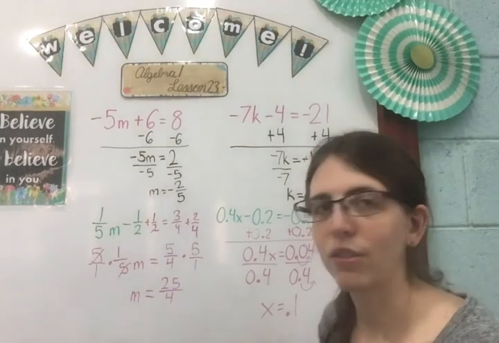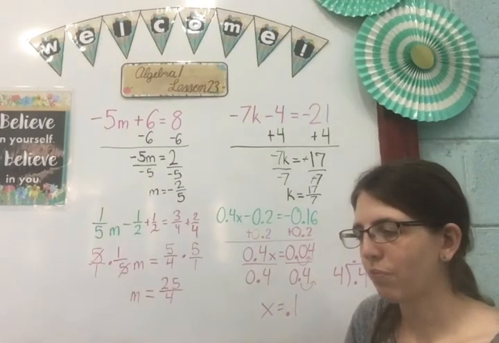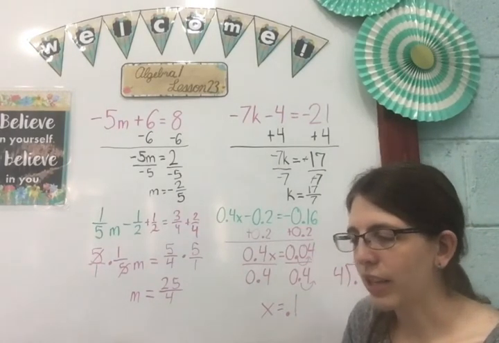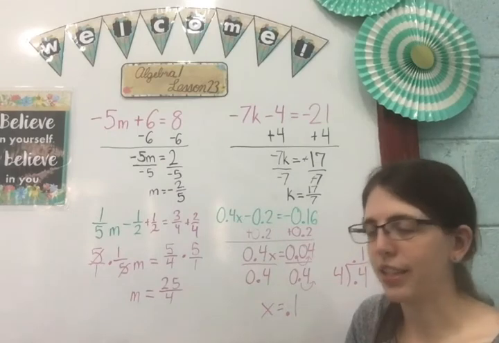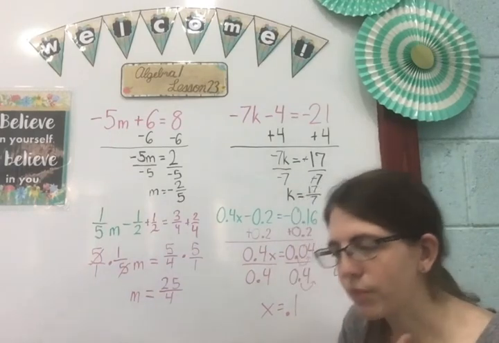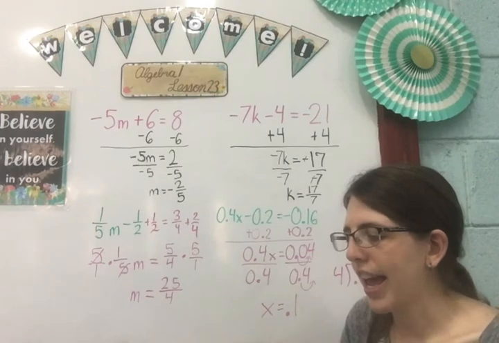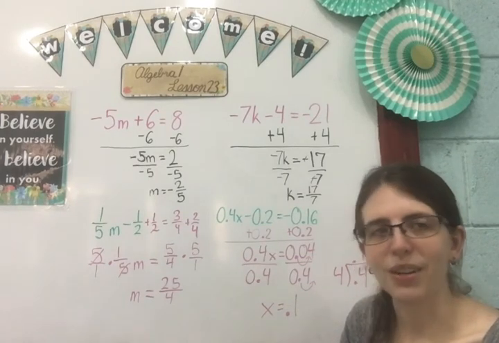Okay, you should be back from doing your practice. Letter A, x equals 2. B, x equals negative 2 over 63. C, x equals 0.13, not negative, sorry. x equals 0.13. And D, x equals 0.08.